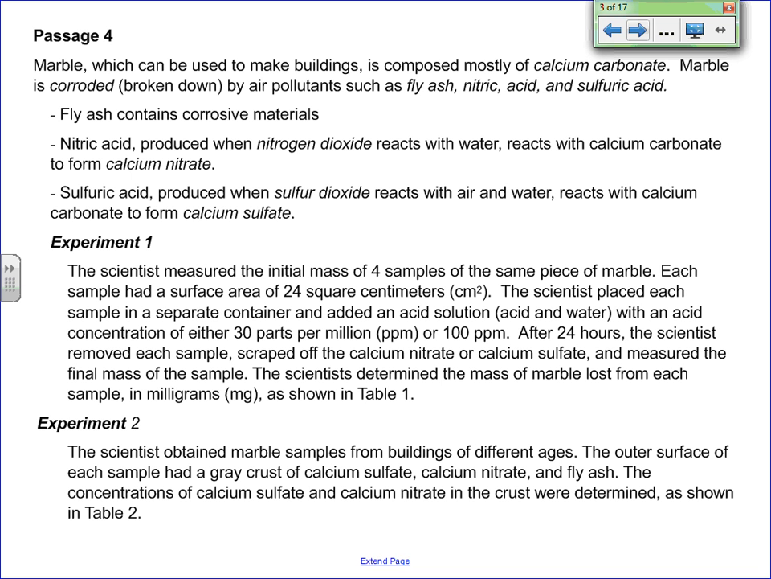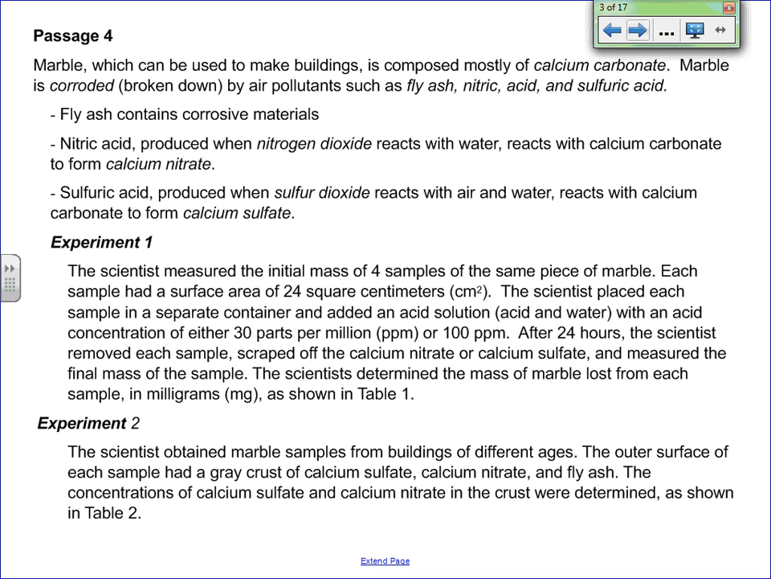Experiment 2. The scientists obtained marble samples from buildings of different ages. The outer surface of each sample had a gray crust of calcium sulfate, calcium nitrate, and fly ash. The concentrations of calcium sulfate and calcium nitrate in the crust were determined as shown in the table.